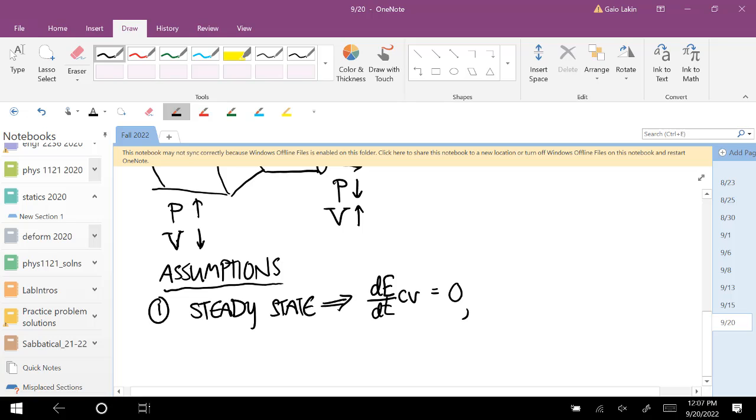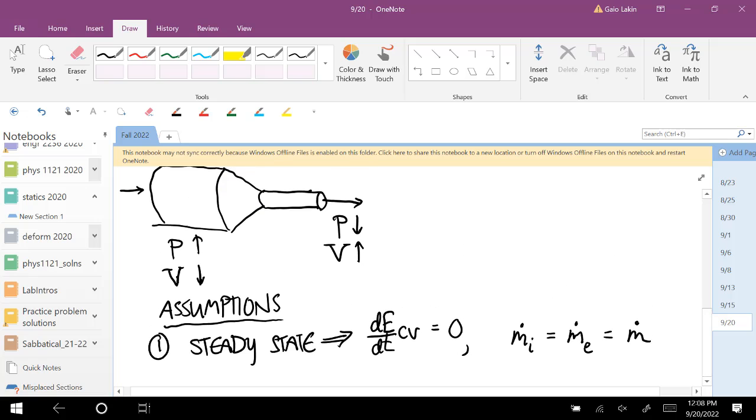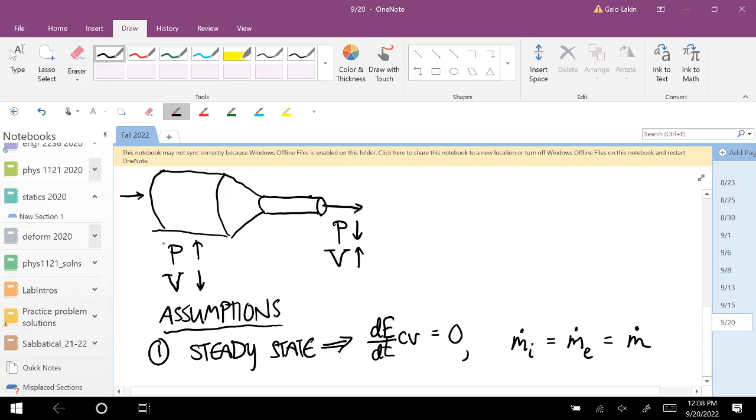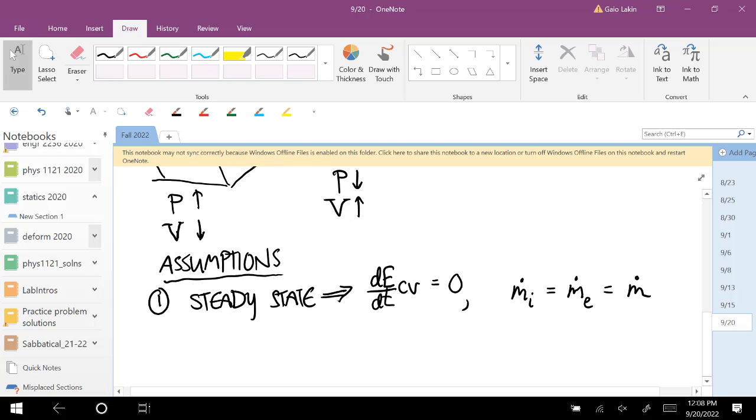So mi dot is equal to me dot is equal to m dot. We'll just call it all m dot. Second, we can't throw away kinetic energy because speed is an important part of what's happening here, but we're going to assume that changes in height don't really affect this usually, so we're going to ignore changes in potential energy.